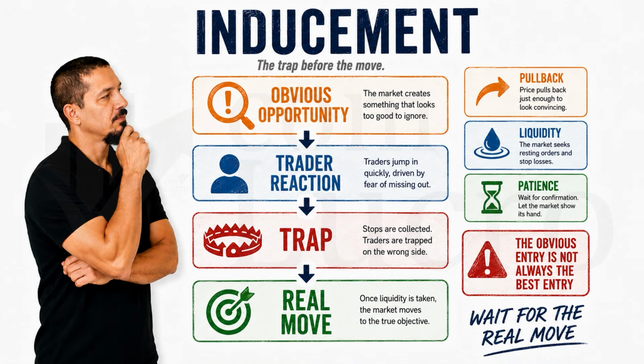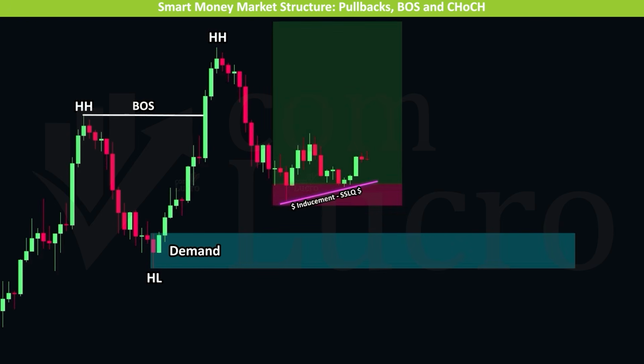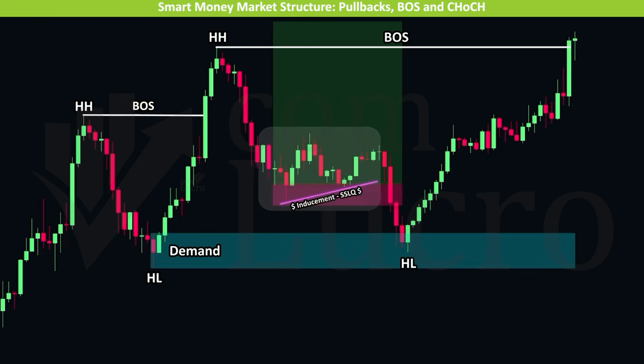This trap is known as inducement, and understanding how it works can completely change the way you interpret pullbacks and liquidity sweeps. Price is trending higher, forming higher highs and higher lows. After that, a small pullback develops, creating a minor low. Early buyers step in and place their stop losses just below that low. Price then dips slightly below the low, sweeps those stops, and immediately reverses with strong momentum.